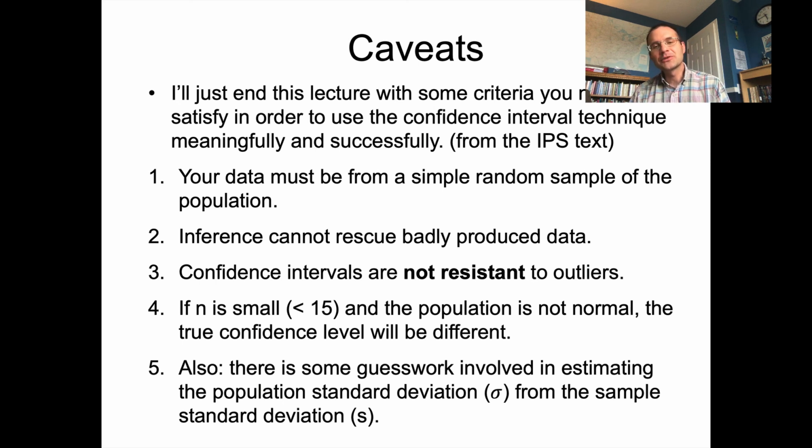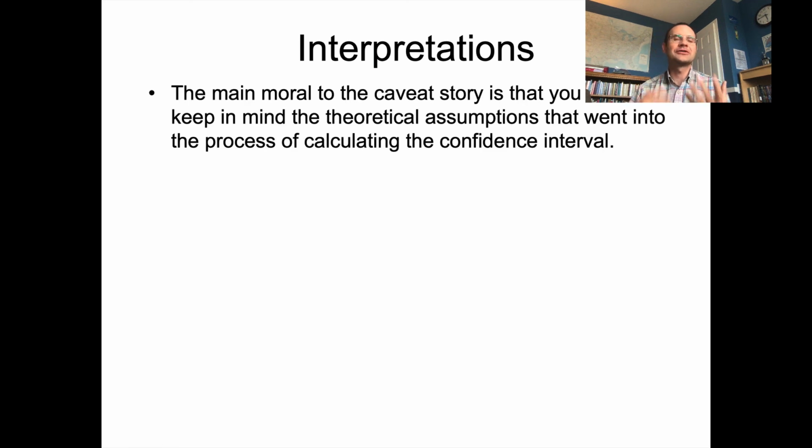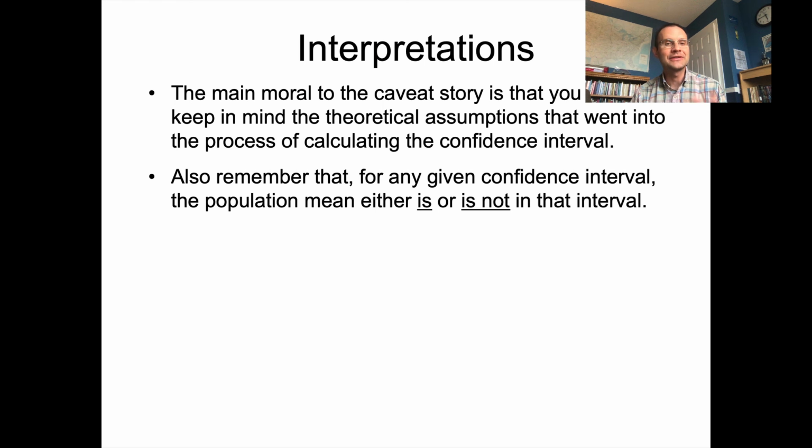Number five, there's some guesswork involved in estimating the population standard deviation, the sigma, from the sample standard deviation, the S, and I've shown you that as well in our little demo. That's an assumption you make, which is not necessarily always going to be true, but hopefully it will be true if you want to be able to get this to work. I won't say anything further about that, but I will give you the moral of the story, which is that you need to keep in mind these theoretical assumptions that went into the process of calculating the confidence interval when you make those calculations.